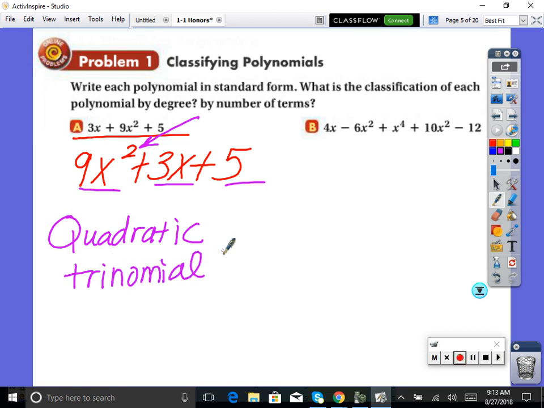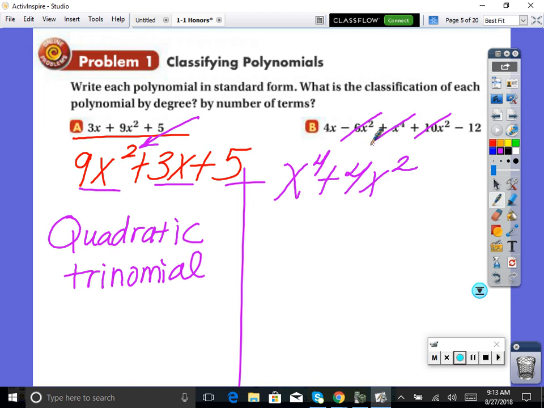It's a quadratic trinomial. Pretty easy. Right here, we would need to first combine like terms, put it in standard form, and simplify it. So x to the 4th, no x to the cubes. There's negative 6x squared plus 10x squared, which is 4x squared. And then we have a plus 4x, and then we have a minus 12.